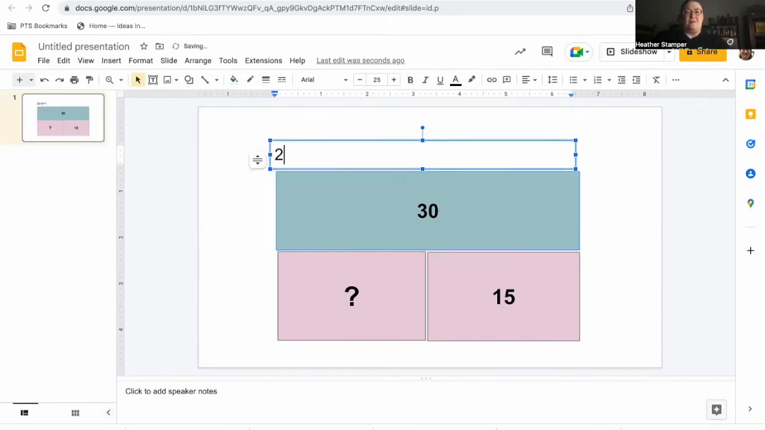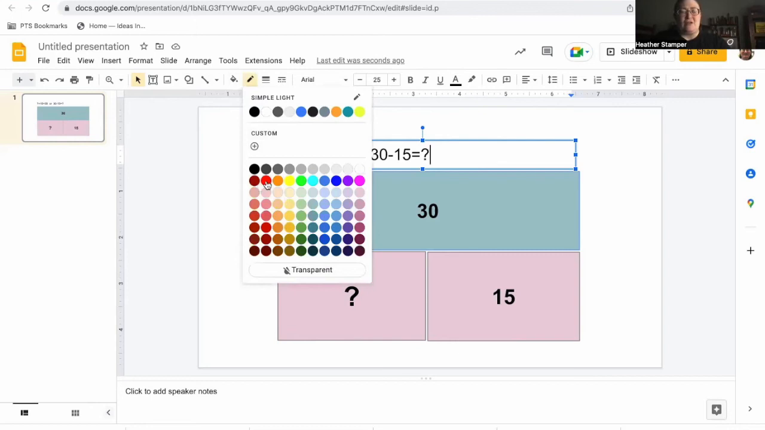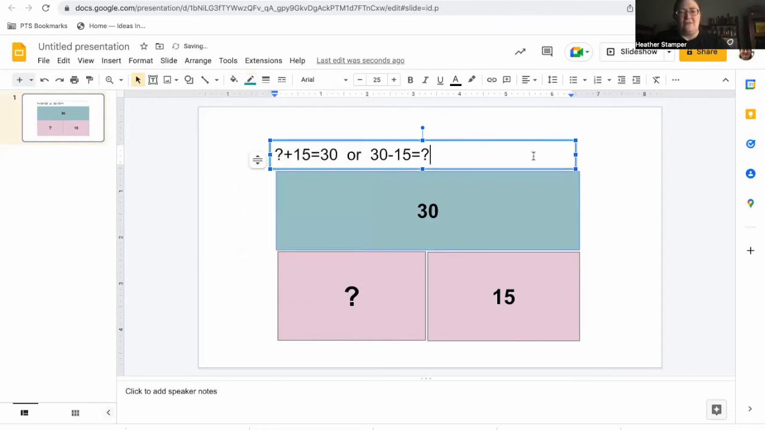So let's set that up. Question mark plus 15 equals 30, or 30 minus 15 equals question mark. So now we get to be a little fancy here because holy cannolis, we have a 0, take away 5. We can't do that. So since my students haven't gotten into the whole regrouping thing yet, I'm going to show another trick that I use with them. I'm going to use this fancy color here.